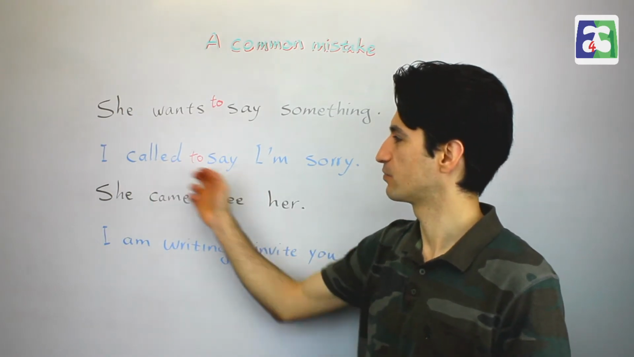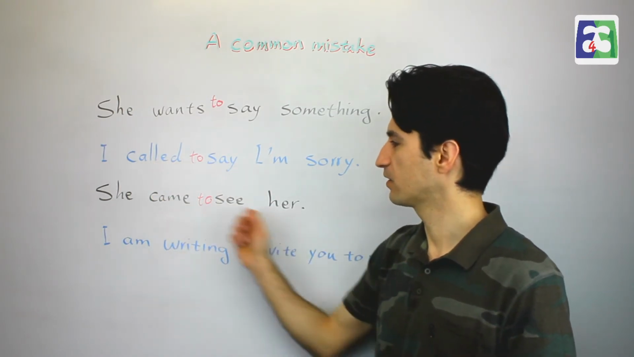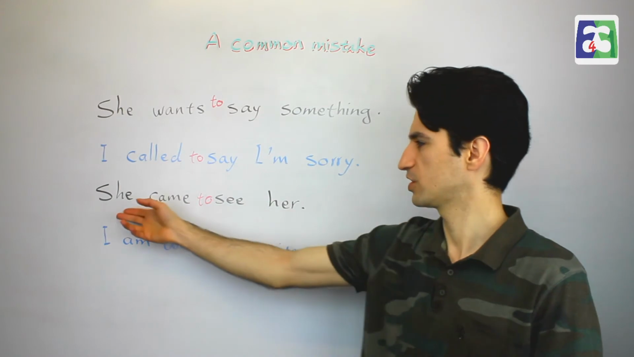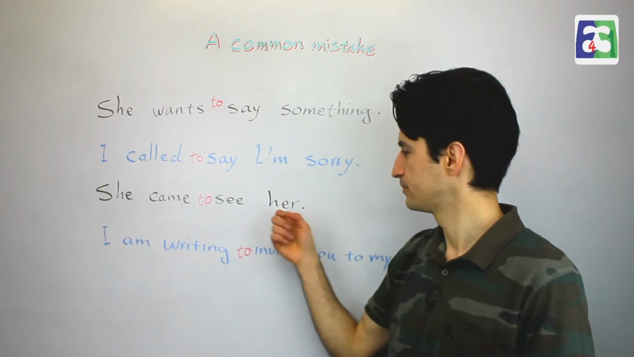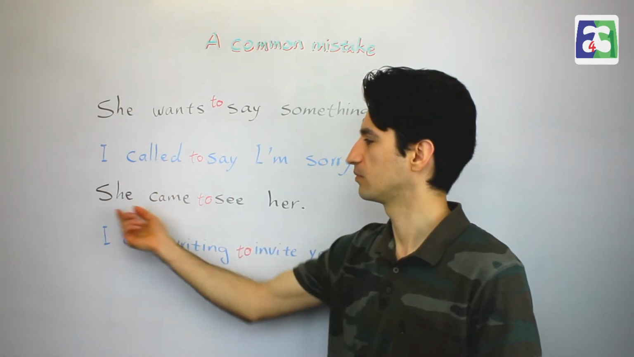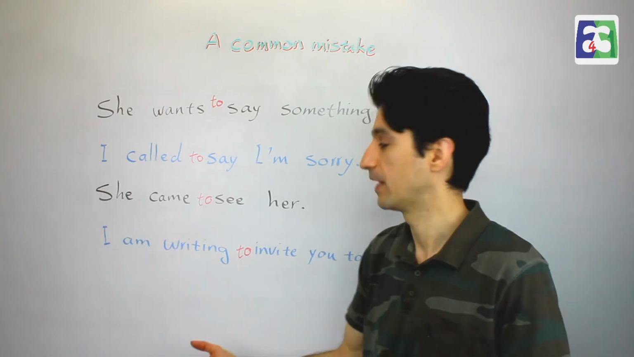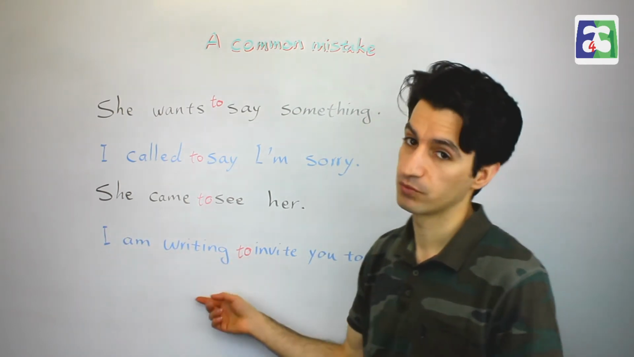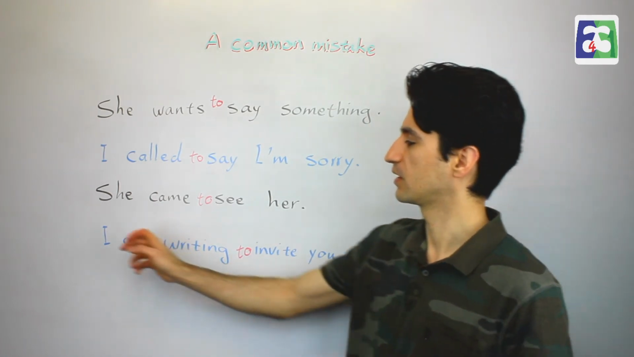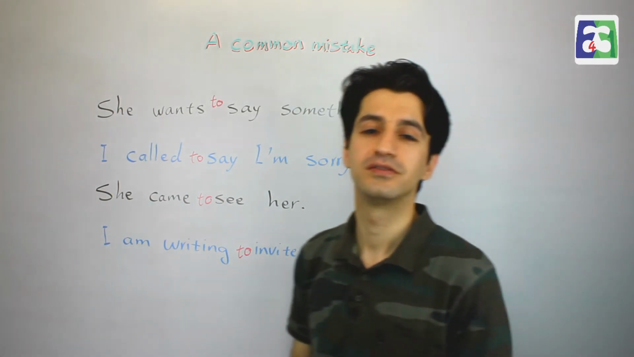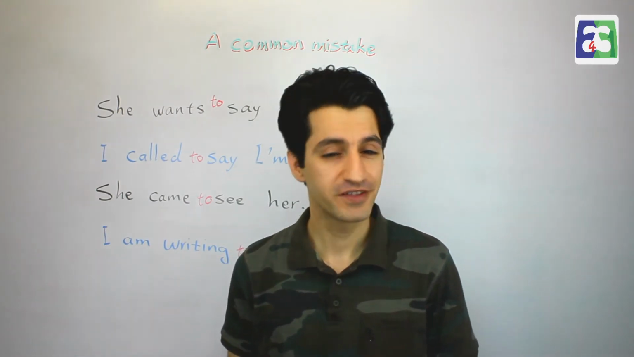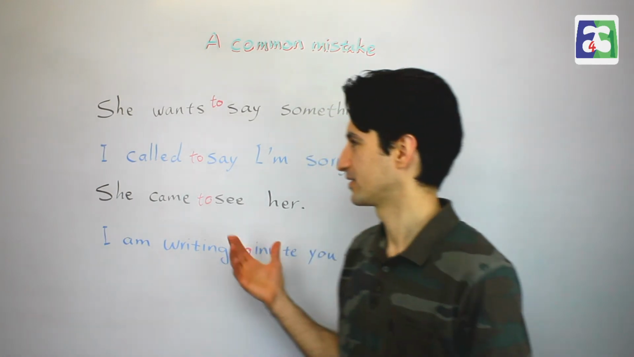Now this is the reason for this. To see her is why she came. She came to see, let's say Jenny came to see your mother. So to see your mother is why she came. That is the reason for her to come. I'm writing, and why are you writing? To invite you to my party. To invite you to my party is the reason for me to write. Okay, by adding to the verb, I'm actually changing it to an infinitive. We have made the right sentence.